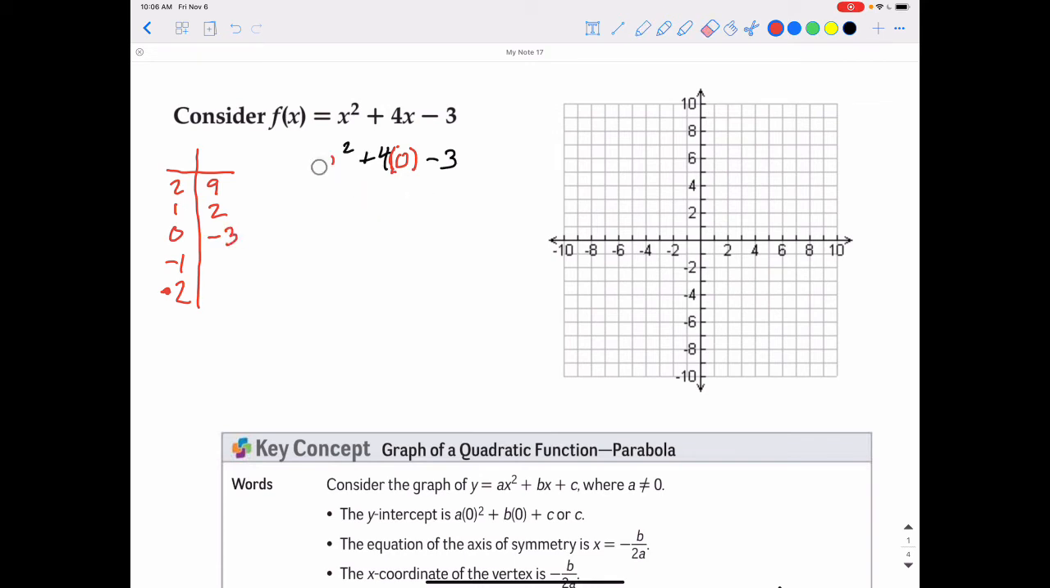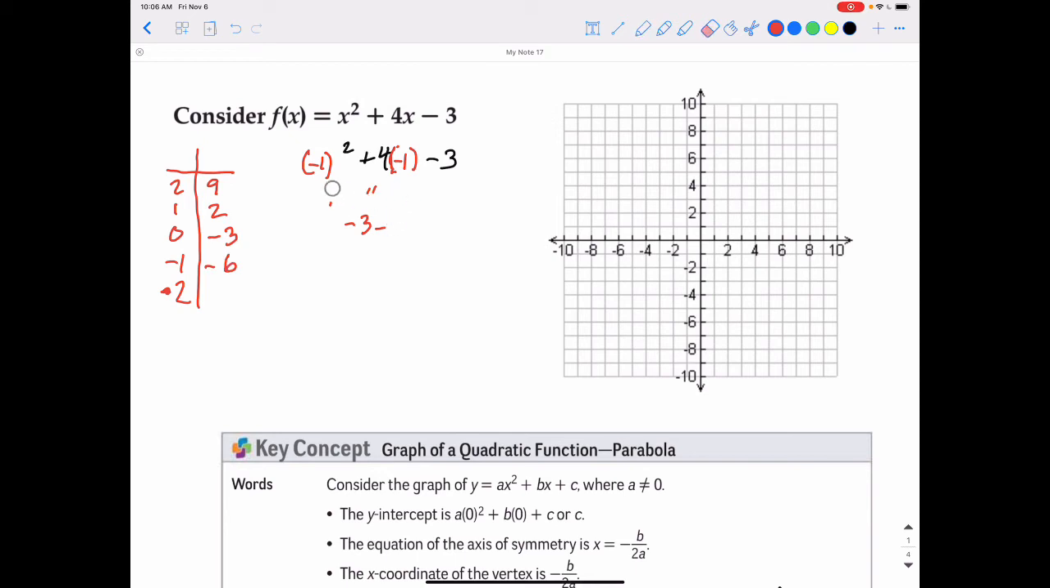And now do it with negative 1. So that's going to be negative 1 squared. So what is negative 1 squared? Negative 1 squared would be positive 1. 4 times negative 1 is negative 4 minus 3. So 1 minus 4 is negative 3. Minus 3 is negative 6.